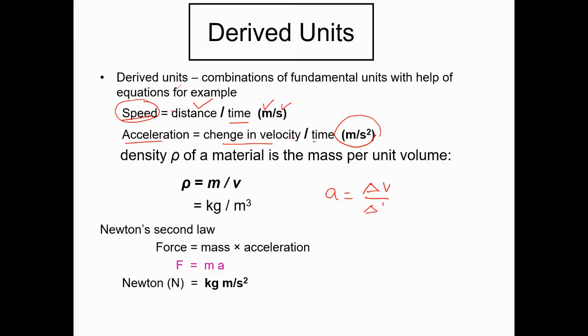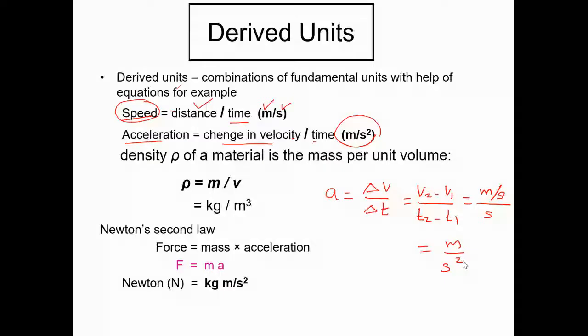What is delta v? It is V2 minus V1, and delta t is T2 minus T1. The unit of velocity is meter per second, and the time unit is second. So what is the final unit? Meter per second square.